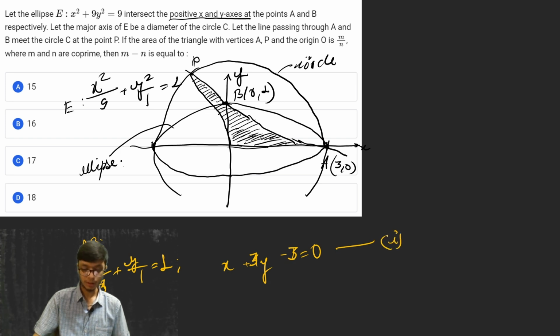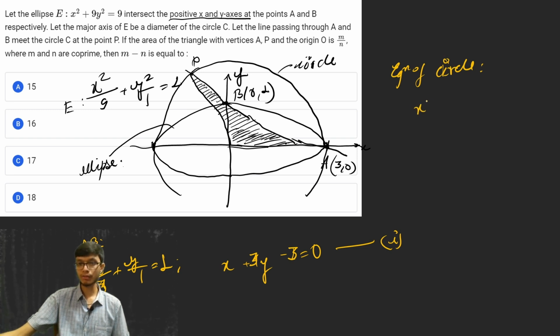So let me represent this by equation number 1. Now the point of intersection with the circle. The equation of the circle, because the radius of the circle is 3, will be x square plus y square is equal to 9.